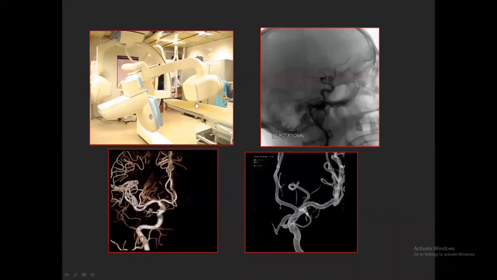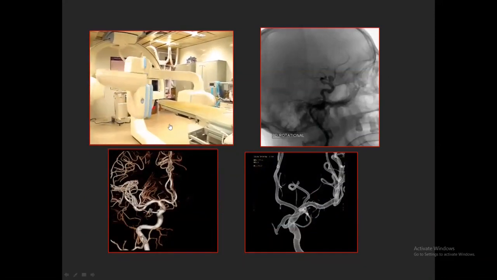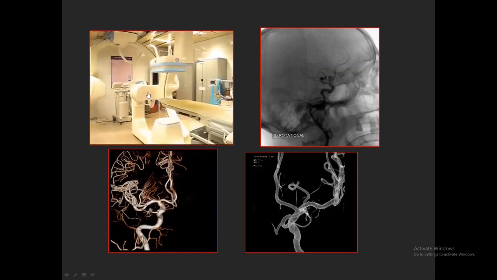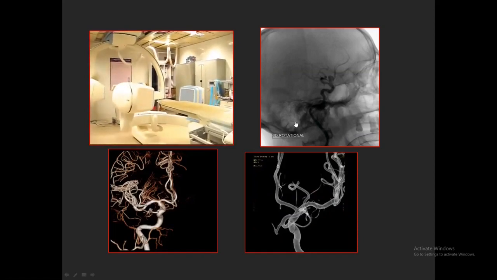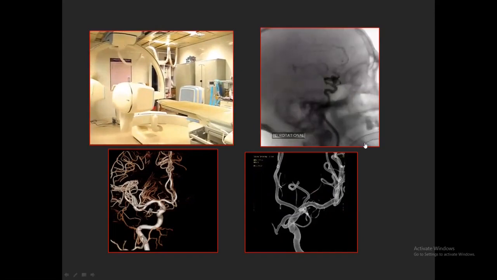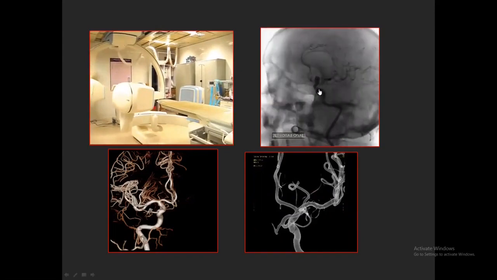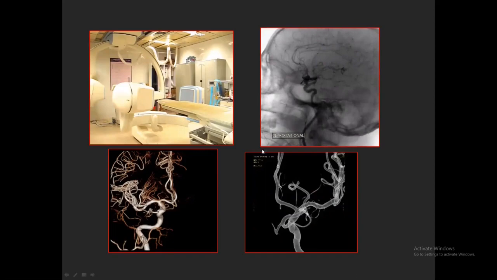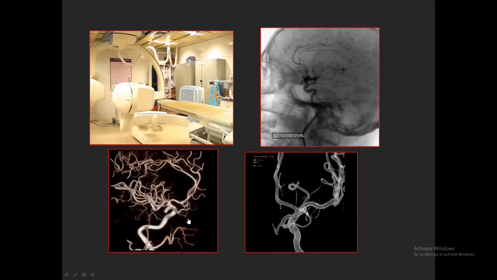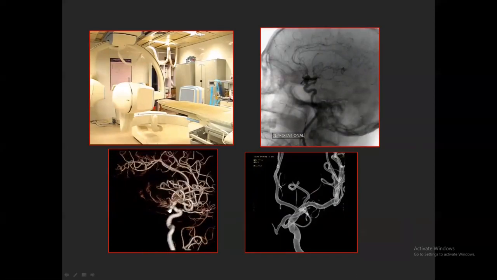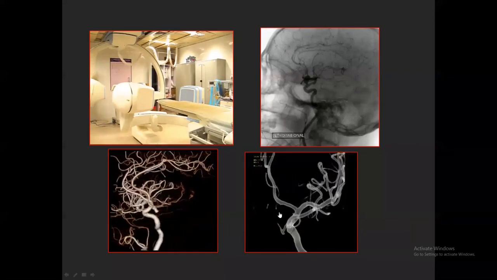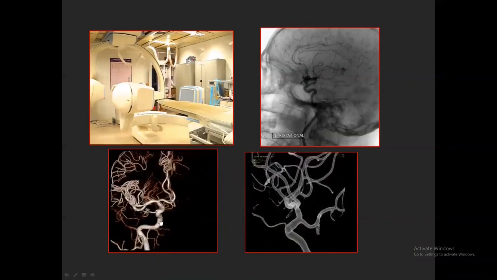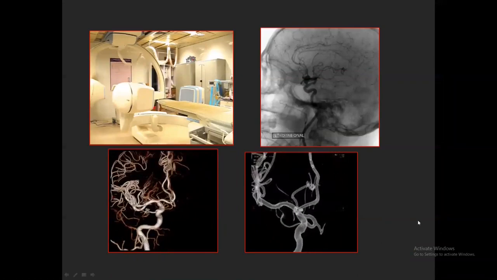Then here you can see how a 3D rotational angiogram is performed. Once we are injecting the contrast, the system will take a rotation around the patient's head, and here you can see the corresponding images. Here you can see an aneurysm, and these are the 3D reconstructed images, in which you can see the anatomy properly. And for further treatment also, this type of angiogram is very helpful.